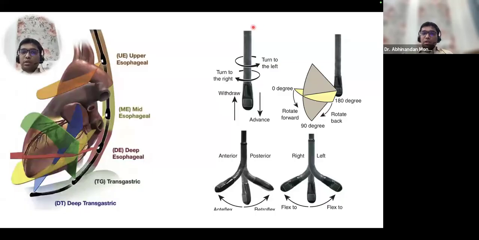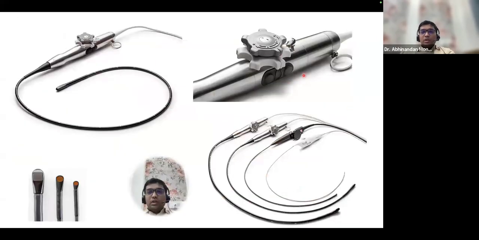If this is the probe, you can turn it to the left to see the left-sided structures even better, and you can turn it to the right to see the right-sided structures. You can withdraw, and you can advance, and you can anteflex, and you can retroflex. There is a flexion to the right and flexion to the left. So this large wheel is responsible for your anteflexion and retroflexion.